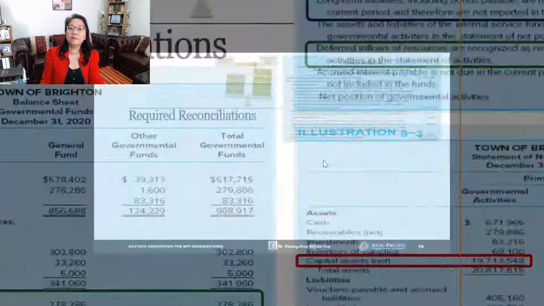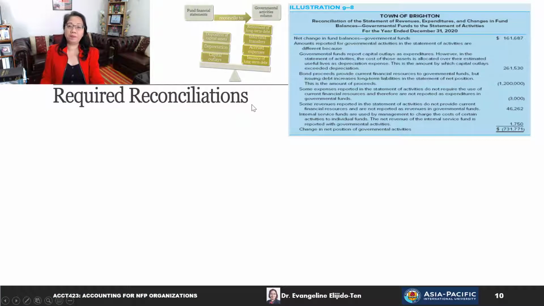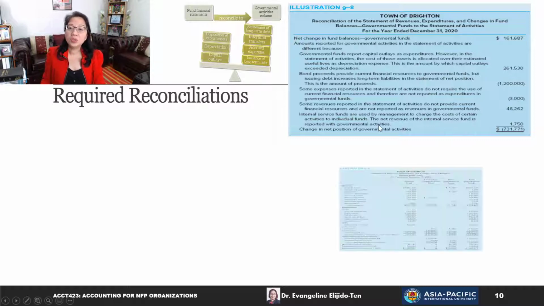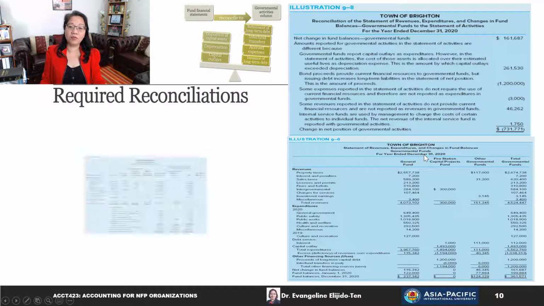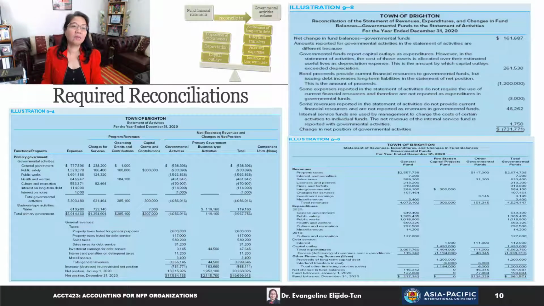All right. Let's have a look at the reconciliation of the statement of revenues, expenditures, and changes in fund balances for governmental funds to the statement of activities in the government-wide financial statement. So we will need the statement of revenues, expenditures, and changes in fund balances for the governmental funds, and also the statement of activities for the town of Brighton. All right. So again, we will start from the net change in fund balances for governmental funds. Where can we find that?